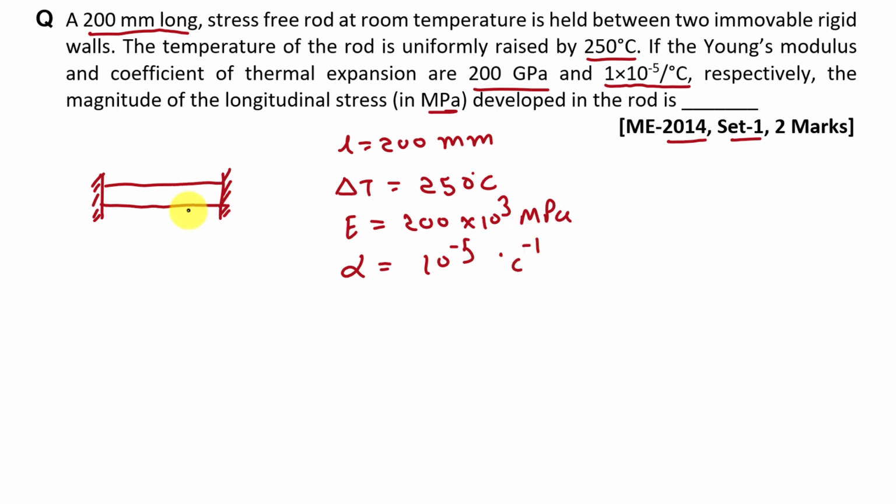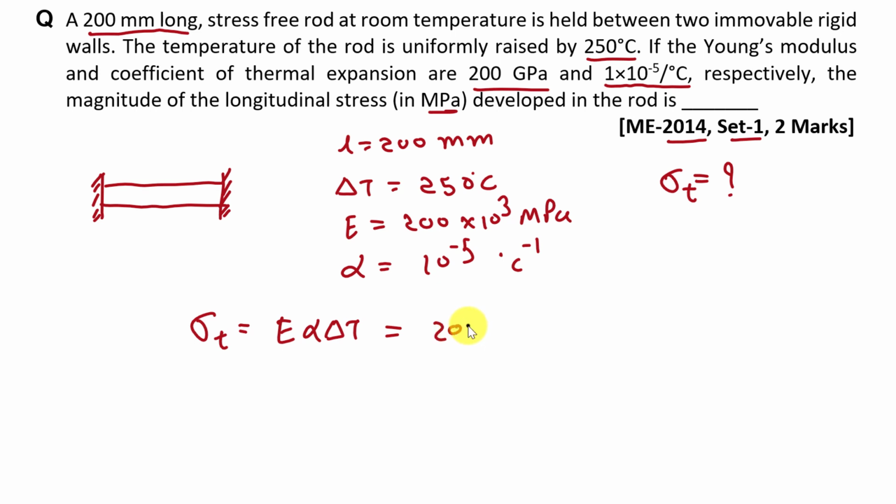Fine. And in this case we have to find out the magnitude of longitudinal stress, means we have to find out stress, and that will actually be thermal stress, right? Now we have derived the equation to find out thermal stress in this case. We know that sigma T, means thermal stress, is equal to E alpha delta T, correct? And here we have values of E, alpha and delta T.